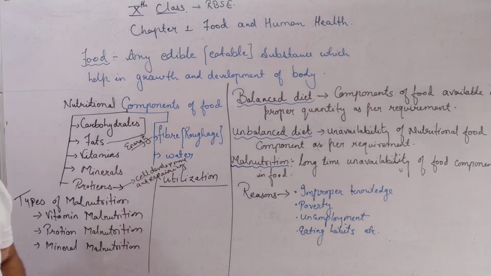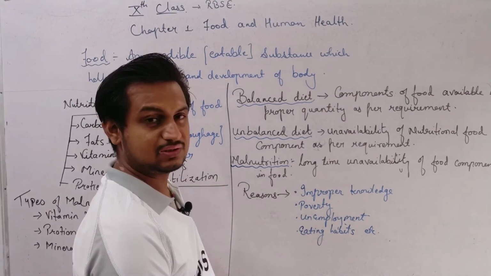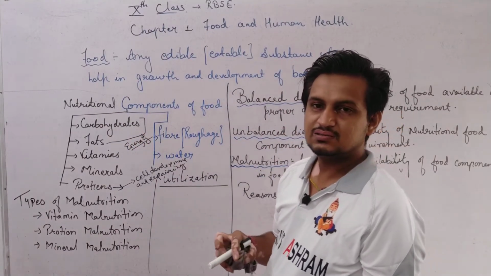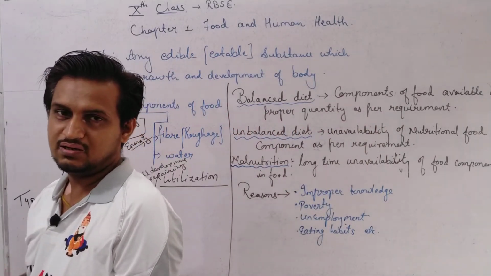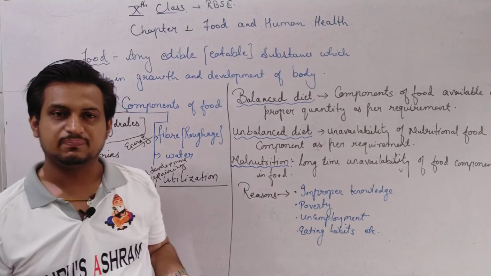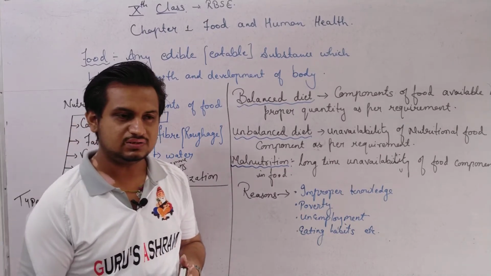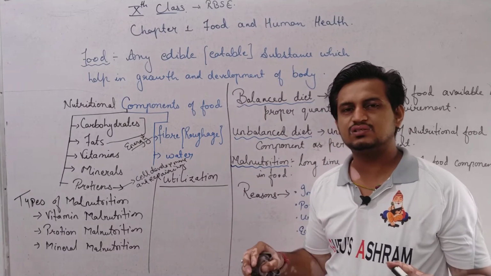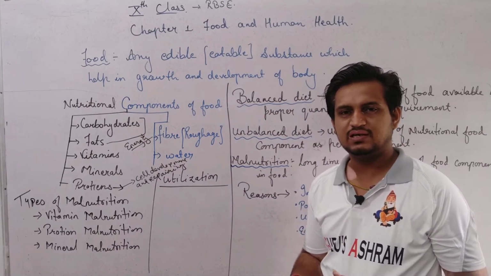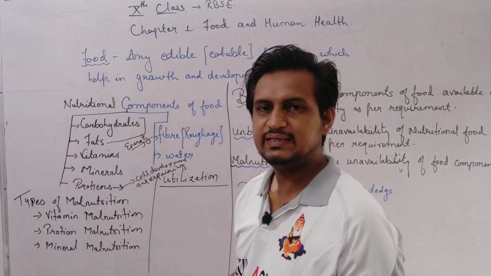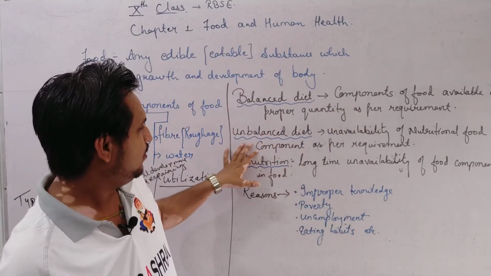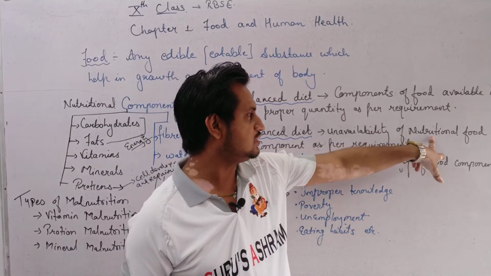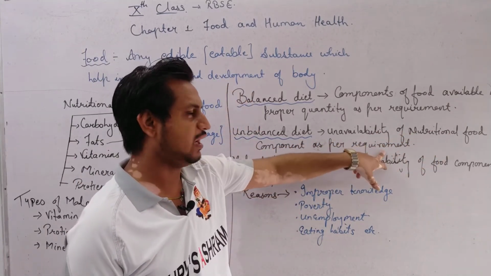Okay. Now, talking about unbalanced diet. Unbalanced diet means something like Mr. Jethalal, who is round in shape. He does not know what a balanced diet is. He just wants, or Mr. Hathi, you can say, to eat whatever you like. Just eat. Okay. Now, defining the unbalanced diet: unavailability of nutritional food components as per requirement.